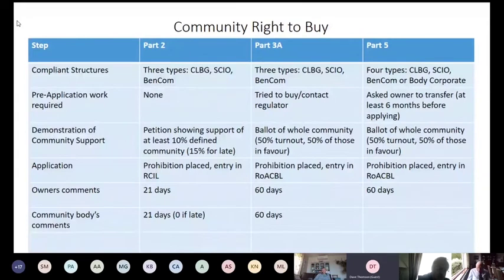Under Part 3A and Part 5, the group are given 60 days to respond to those comments. Again, because of compulsory purchase, they're probably going to be quite lengthy. The group will need time to pull together their comments on that, so we give them 60 days on that.